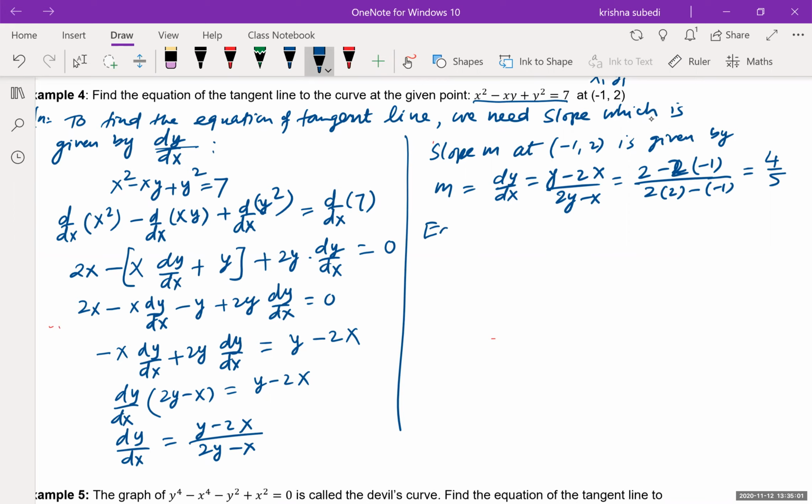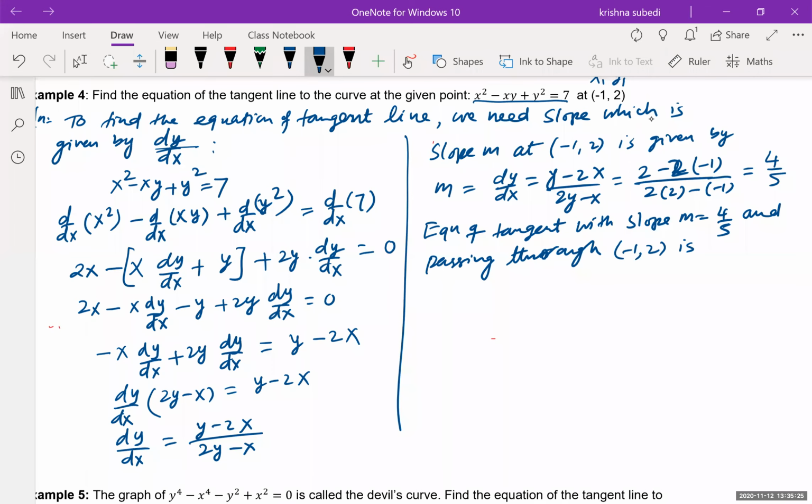Now we want to find the equation of the tangent with slope m equals 4 over 5 and passing through the point negative 1 and 2. The tangent line is given by y minus y1 equals m times x minus x1. So notice that this is our x1, y1 and m is there. So let me plug in the values now.